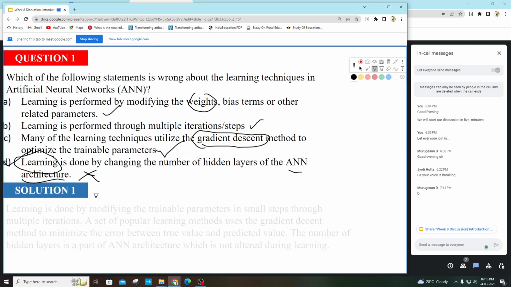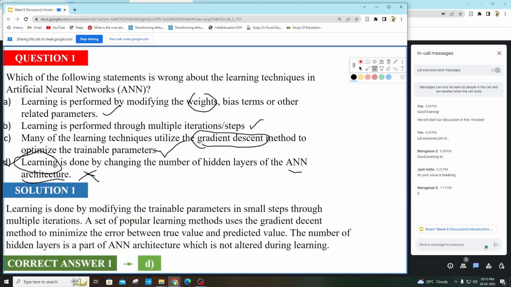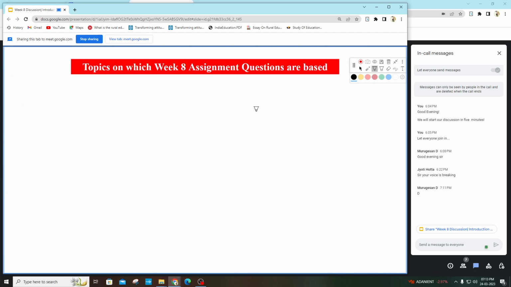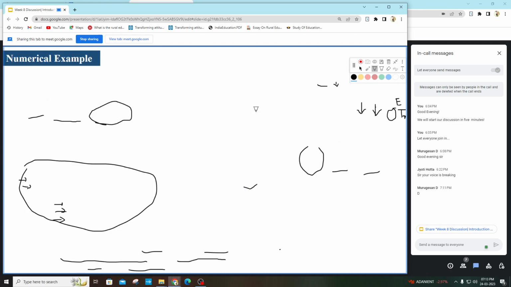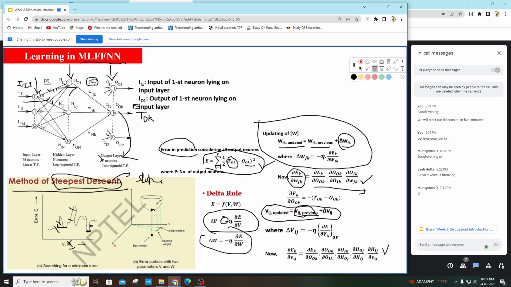Okay, so is this clear to all of you? Any question regarding this question? No, sir, clear. Okay, sir, in option A, what are the other related parameters? Okay, so what can be the other related parameters? Yeah, the question is good. So let's see other related parameters. Basically we are updating weights and bias only.